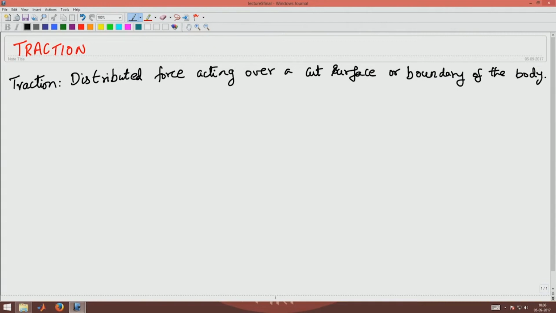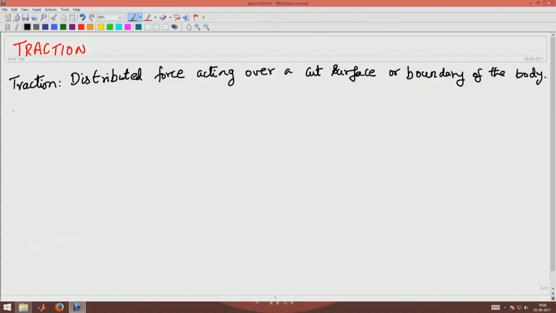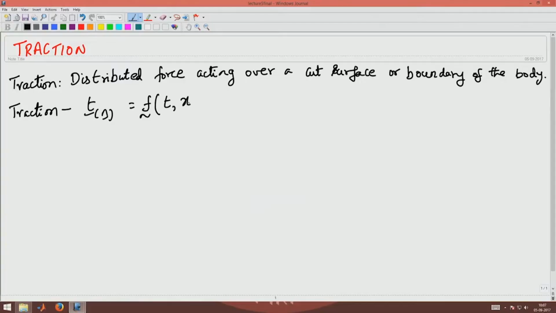Today we will continue to see what this traction depends upon and how the dependence on various variables are. We will denote the traction as T of n, and this is a vector function of time. You can understand that it will be a function of time because the forces can vary with time, and hence the distributed force acting over a cut surface also can vary with time. In general, it will depend upon the position vector of the particle which you are looking at, and it depends upon the normal to the cut surface also.